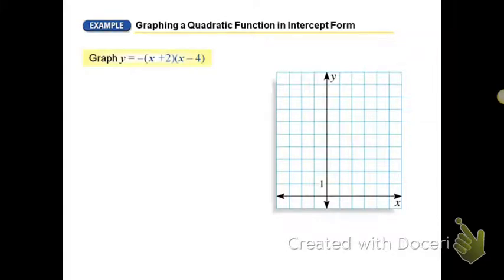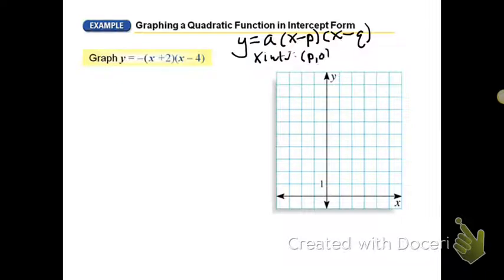In this video, we're going to graph a quadratic function from intercept form. Now, this is also one of the easier ways to graph a quadratic function, and intercept form, if you remember from your notes in the last video, it was a times x minus p times x minus q, where the x-intercepts are at p comma 0 and at q comma 0.